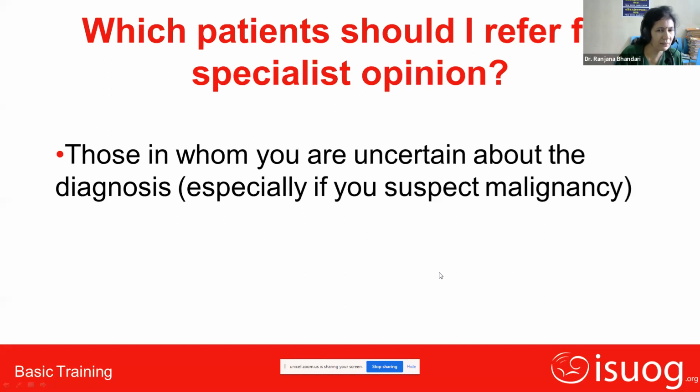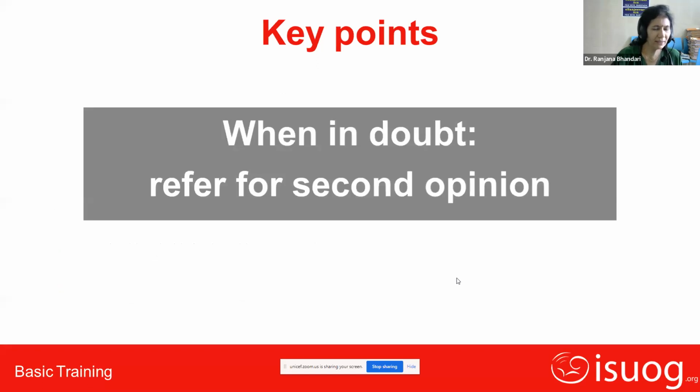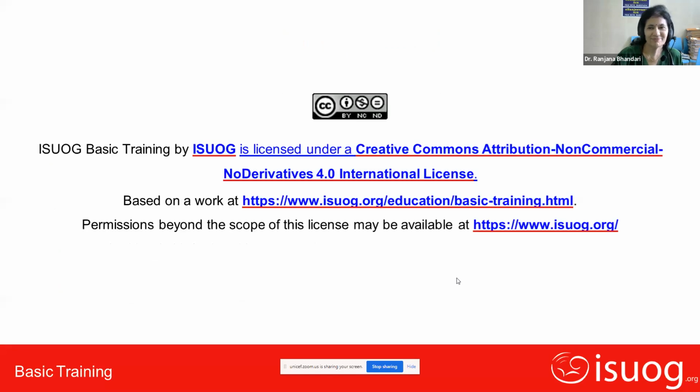At that time we can refer the case, even for broad ligament myoma or ectopic pregnancy. If we have any confusion, we should refer the case for a second opinion. So the key point in this case was MUSA, the morphological uterus sonographic assessment, for finding out the myometrial pathology. By this only we should study the myometrium. So if we are in doubt, refer the case for a second opinion. Thanks a lot.